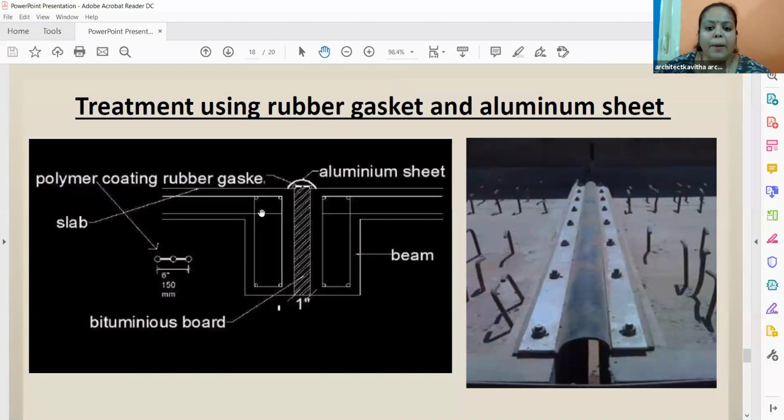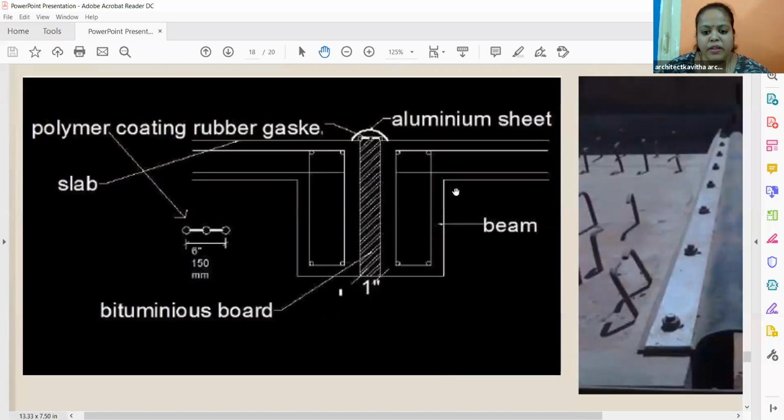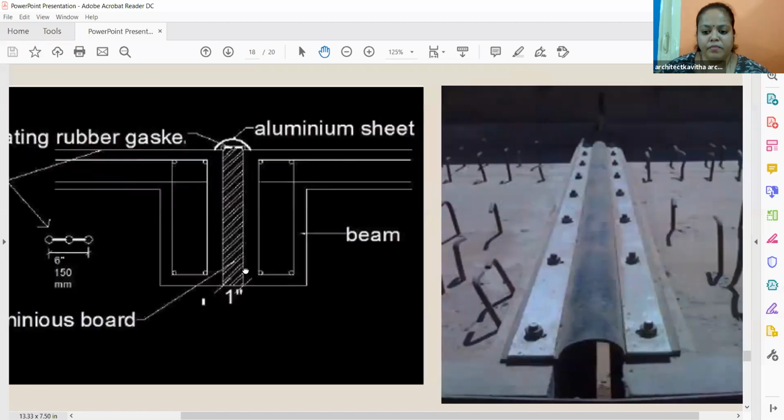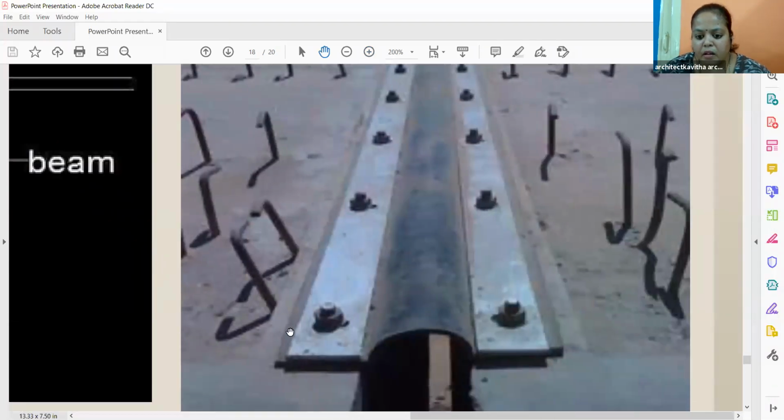Next, treatment using rubber gasket and aluminium sheet. Again, that same slab and beam, I'll just zoom. Same slab, this is with reinforcement, slab and beam. And you have a bituminous board and on top of it you can give an aluminium sheet. How is that aluminium sheet? Like this. Same thing. Again, one side you will have oval. If you can see here, there's a gap here. One side you can see small gaps here. So this is an oval bolt hole and here it will be proper round so that the movement can happen.